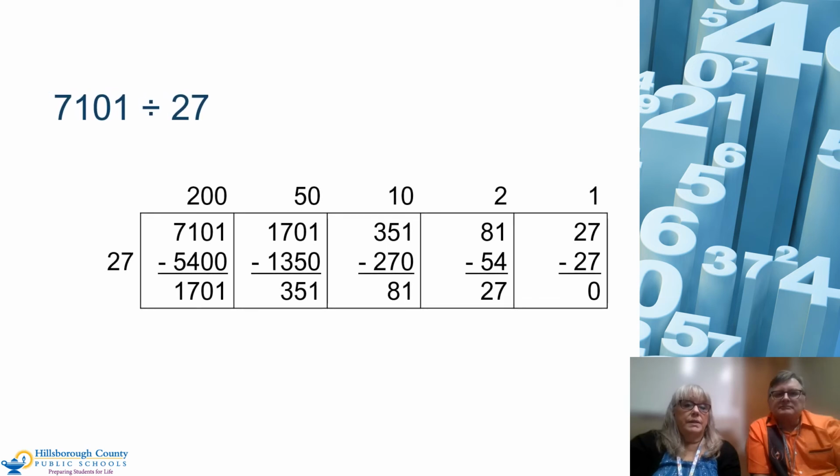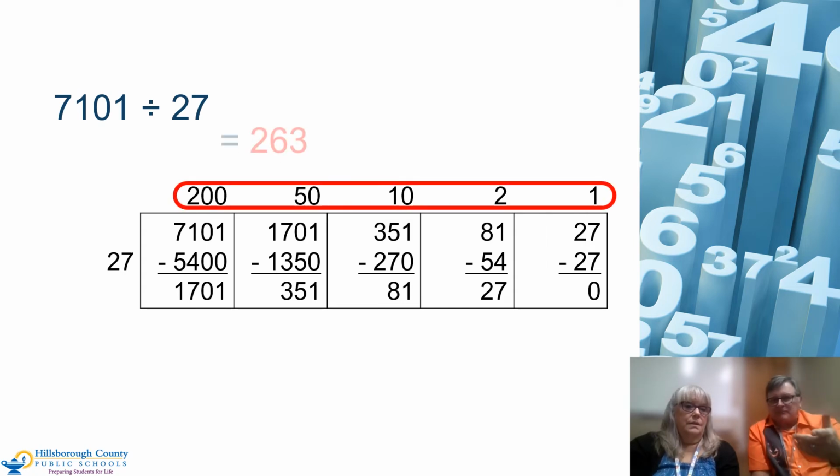Another model that you might see is the partial quotients using an open area model. You want to make the connections back to multiplication when you're finished with this. I see the multiplication there because I'm thinking about it's an open area model. Yes. It's got length and width.